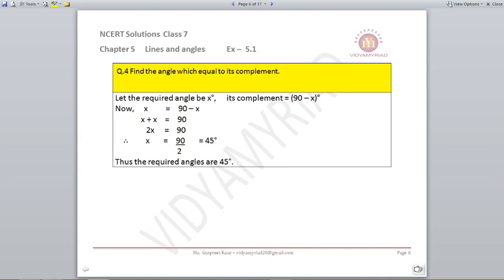Question number 4. Find the angle which is equal to its complement. This I have told you in the beginning also, but still, the sum of complementary angles is 90 degrees. We know that. So if we assume that one of the angles is x, the other complement will be 90 minus x, and they should be equal to one another. So if we solve it, we will get x is equal to 45 degrees. So the required angle is 45, because we know 45 plus 45 is 90. Both are equal. They are equal to its complement.